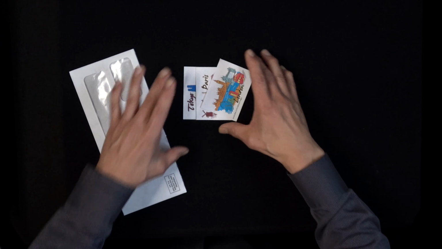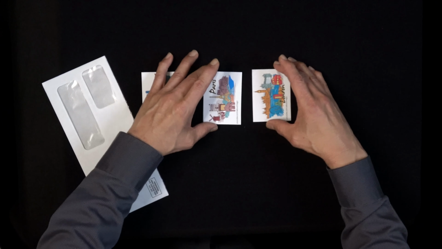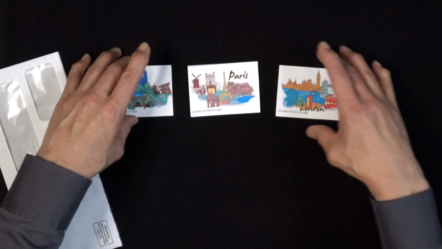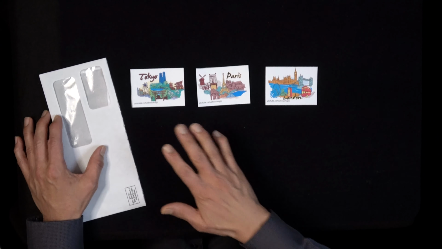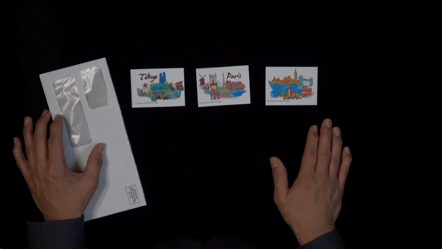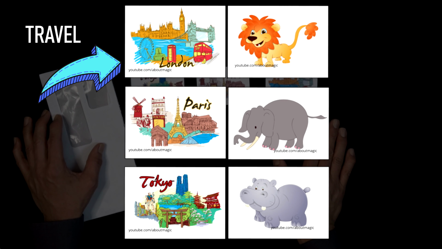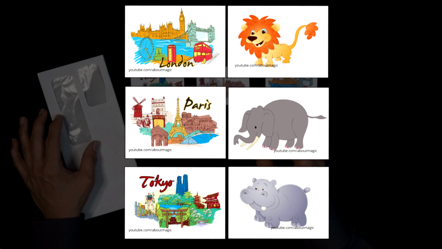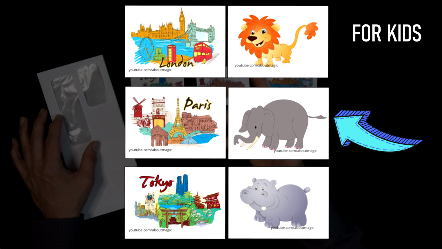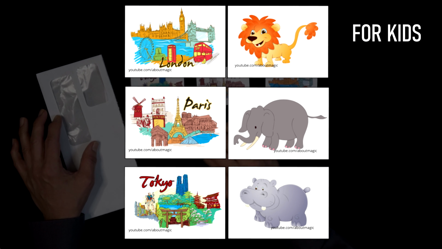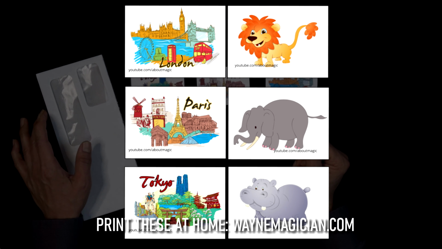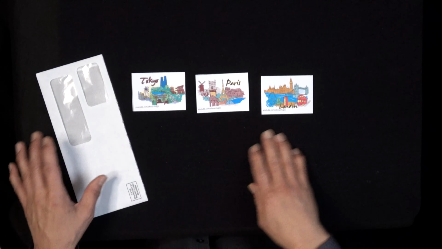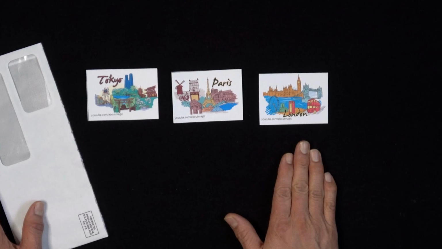So here's how it worked. If you saw in the demonstration, I showed the 3 cards, 3 destinations. And by the way, I have these cards so you can print them out for free. Download them from my website, print them out, and you can do this exact same trick. I also have a kids version with animals. So if you want to perform it for kids, you can use the animals and print out your own cards. But for this one, I have destinations: Tokyo, Paris, and London.